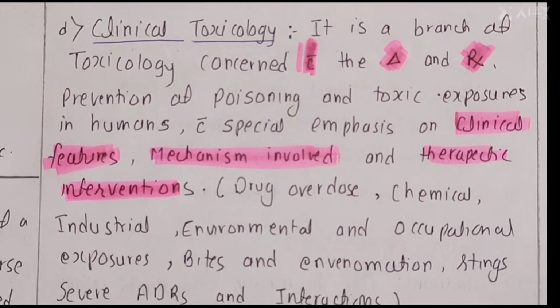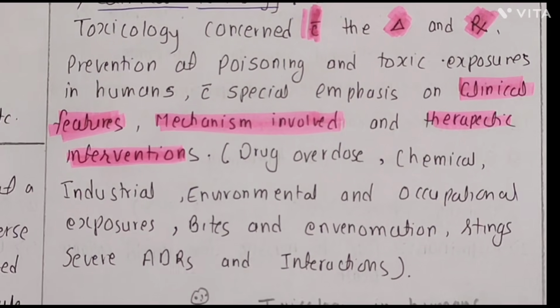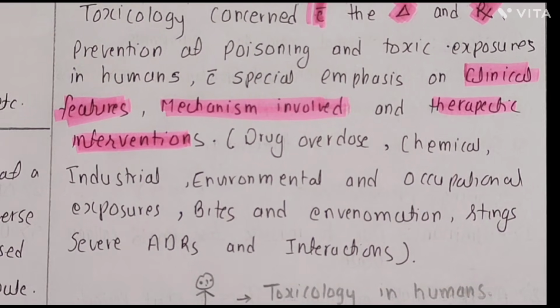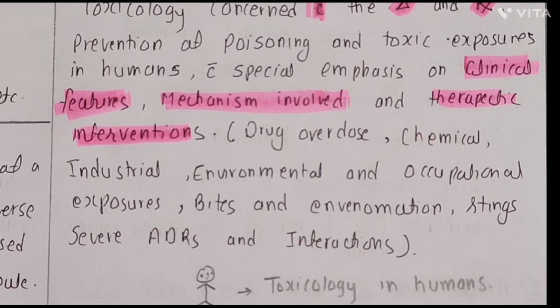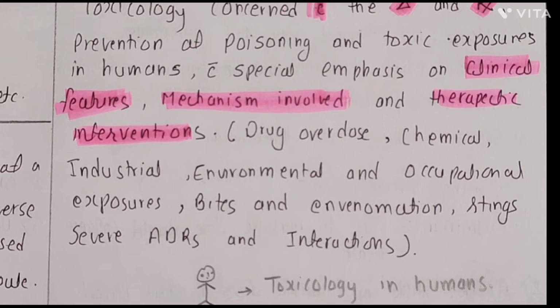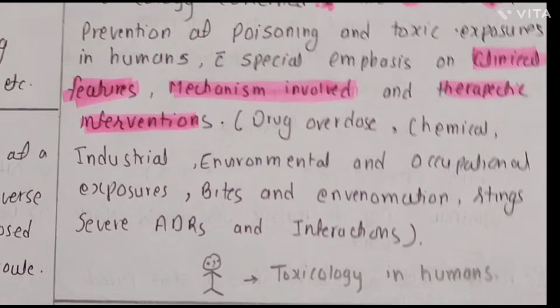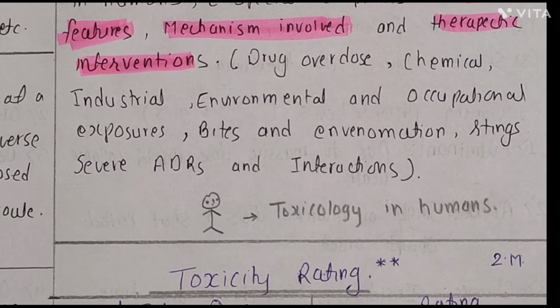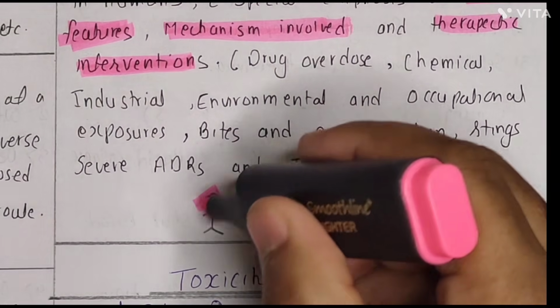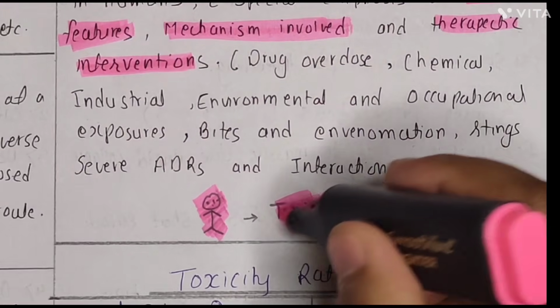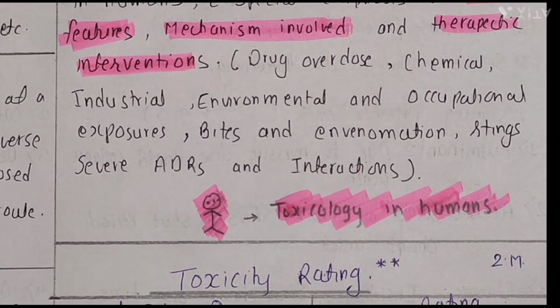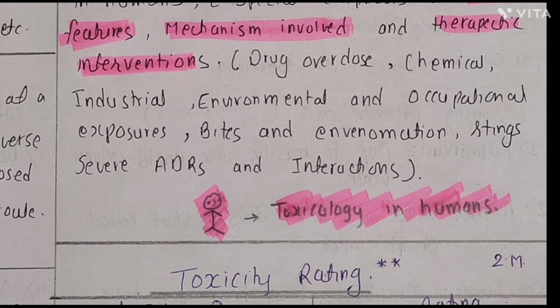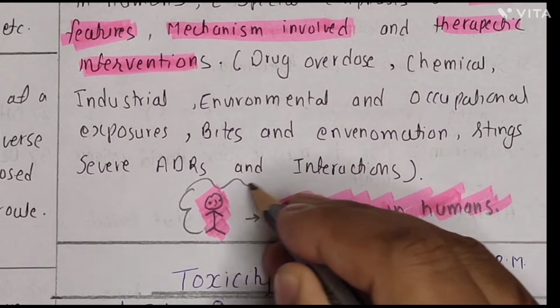Then it may be drug exposure, drug overdose, chemical or industrial exposure, or overdose during our work and all those things. Then bites, envenomations, stings, all those things we are going to discuss. So clinical toxicology is nothing but discussing humans. Whenever there is the clinical term, clinical means human. That thing we have to understand. So whenever from here onwards we hear the term clinical, it means among humans.